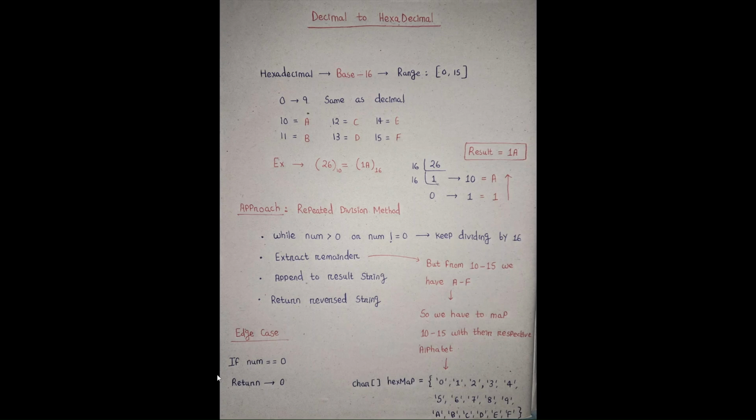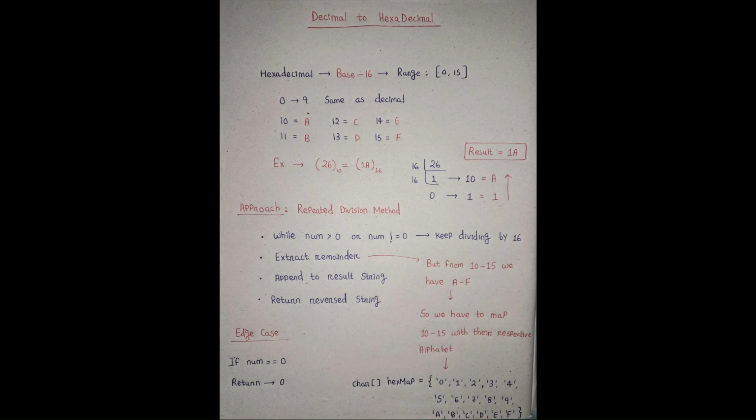But there is a little bit of a twist in this particular problem. When you extract the remainder, when you get a remainder like 10, 11, 12, you cannot directly append it to the result string. You have to convert it into its respective character. Like here we converted 10 into A. So we need some mapping which can map the remainder 10 to A, 11 to B, 12 to C. So how can we map that? We have to keep a map that has the respective elements and their respective characters mapped properly.